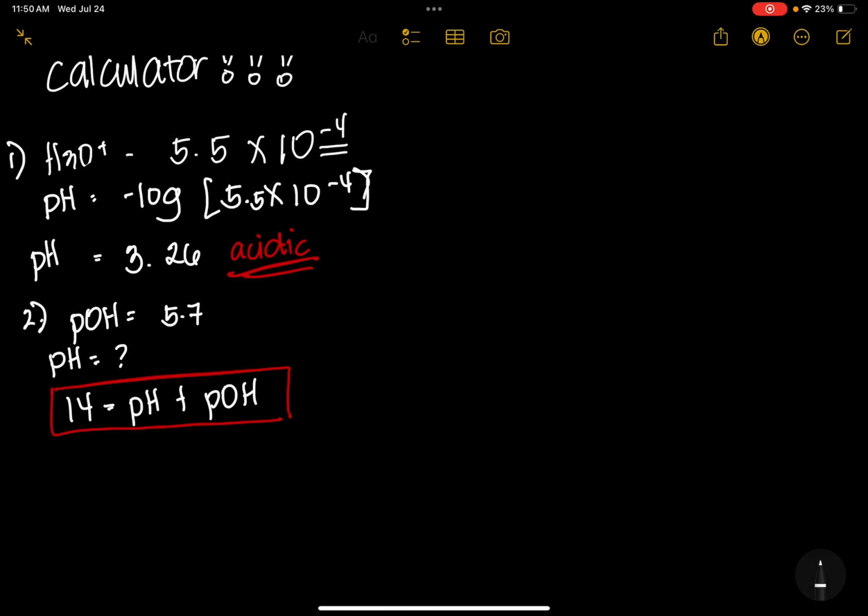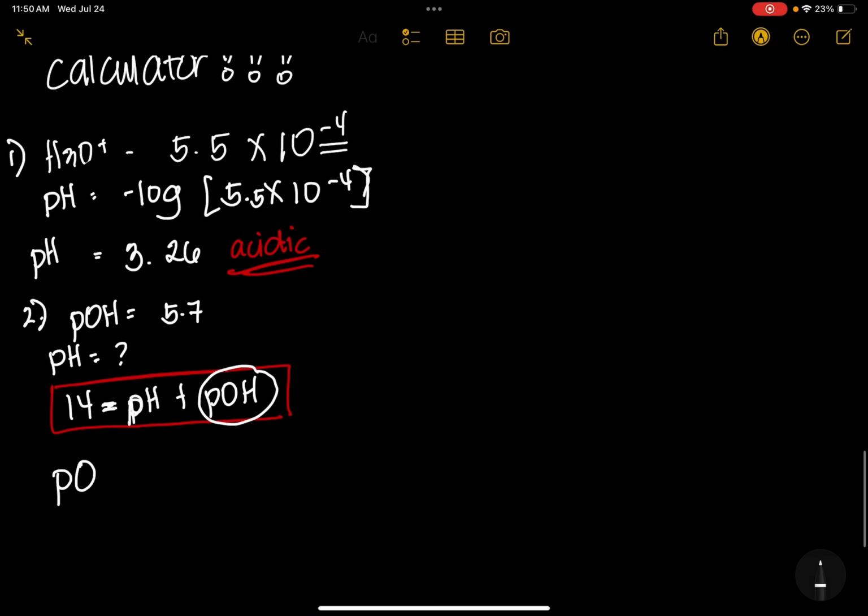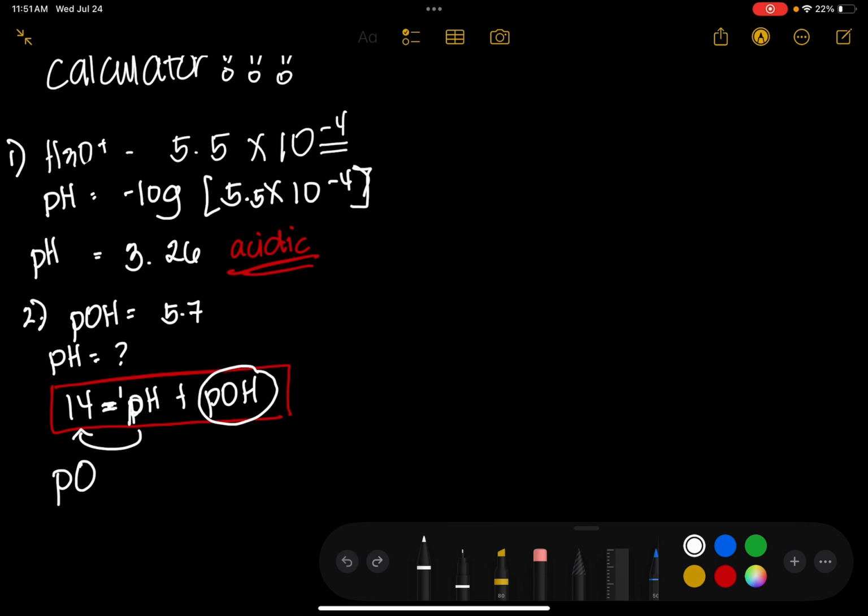Remember our rule since elementary to high school: when you transfer an item across the equal sign, it becomes negative. So, you should isolate it. The pOH will be transferred. The pH will be transferred over here. Instead of positive pH, it becomes negative. Oh, sorry. It is the pH that gets transferred.